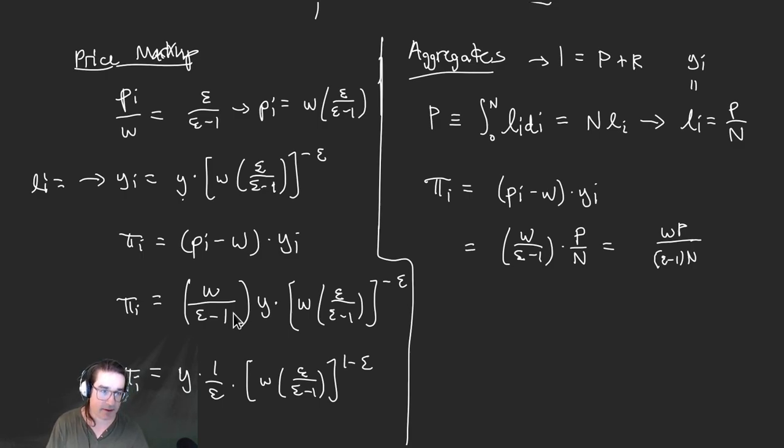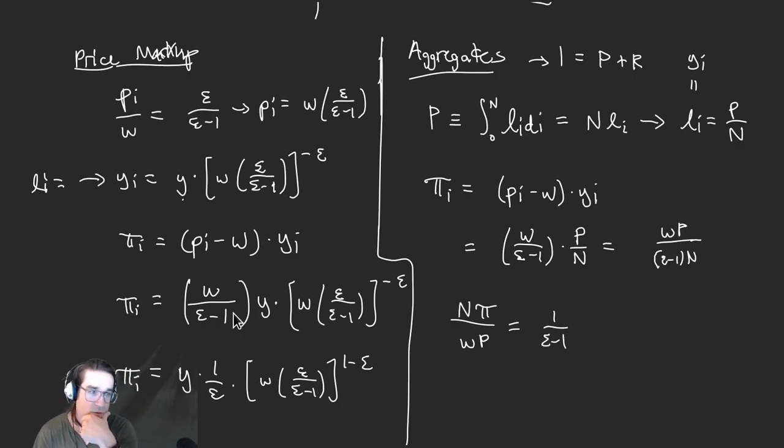Pi is equal to WP over epsilon minus one times N. If you rearrange this, you're going to get N pi. I'm just going to write pi, so pi is also invariant to I, as we can see now too. So I'll drop the I there. N pi over WP, think about that, is equal to 1 over epsilon minus 1.